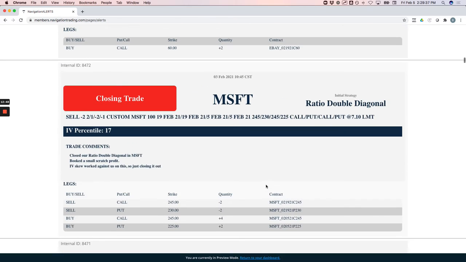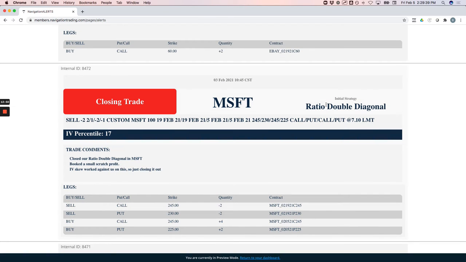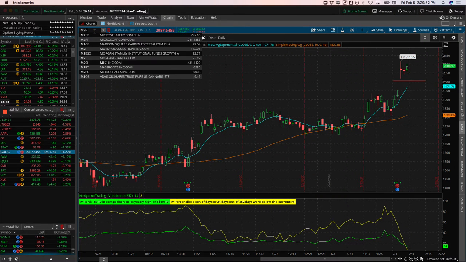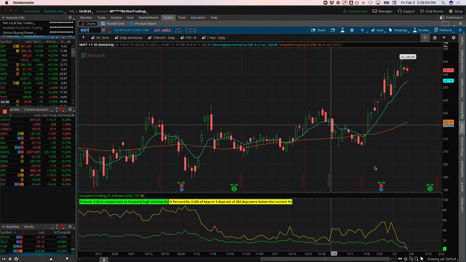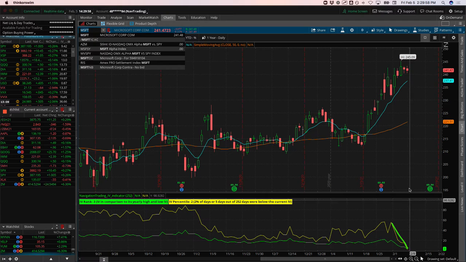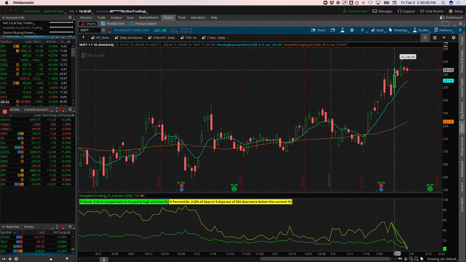Next trade, Microsoft had a ratio double diagonal. We ended up closing that out and booking a small profit, even with that massive implied volatility contraction that I've been talking about that hurts those calendarized type trades. We were still able to eke out a little profit in Microsoft. Look at this again, just like everything else, implied volatility just collapsed, but we were still able to scratch out a small profit on that one. So that's okay.